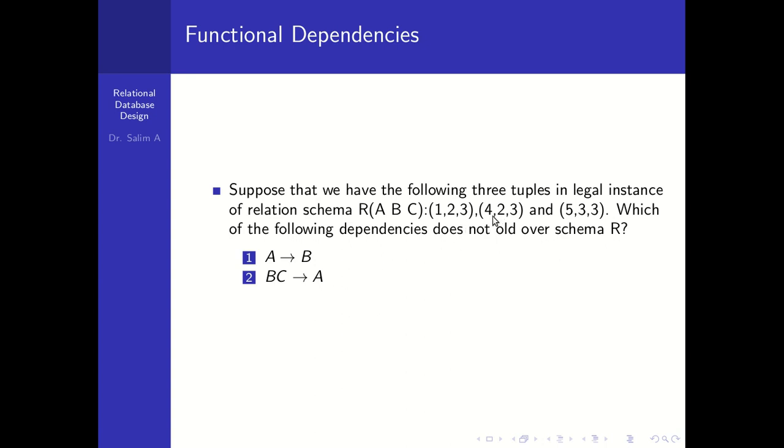Then what about the y value? The y values are 1 and 4, the A values are 1 and 4. Therefore, BC determines A, the FD is violated. B determines C: the B values are 2, 2, the y values are 3, 3. Therefore, it is not violated. Therefore, out of the three FDs, BC determines A is violated, the other two are not violated.